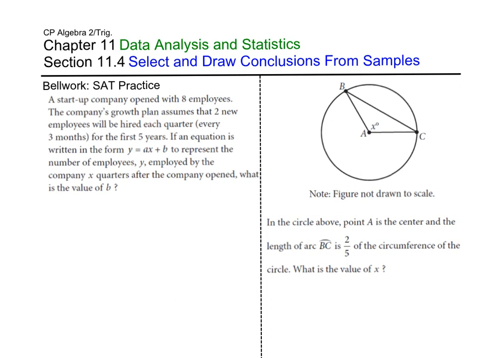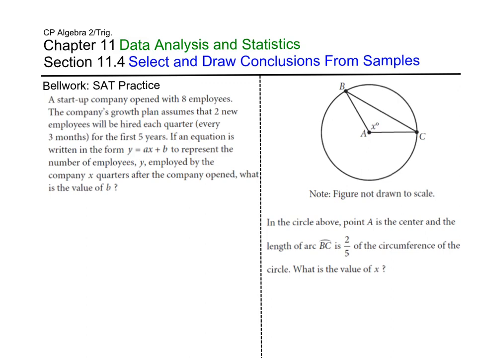So the first question, it says a startup company opened with 8 employees. The company's growth plan assumes that 2 new employees will be hired each quarter, every 3 months, for the first 5 years. If an equation is written in the form y equals ax plus b to represent the number of employees y employed by the company x quarters after the company opened, what is the value of b? So this is just an interpreting question.